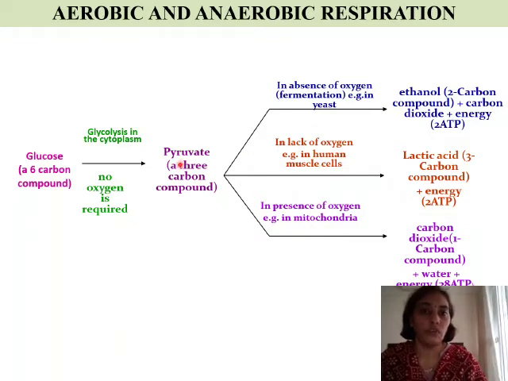The third fate of pyruvate is in presence of oxygen, that is in mitochondria, which we have just now studied as aerobic respiration. So this pyruvate finally gets converted into acetyl coenzyme A, and then it enters the mitochondria, and in presence of oxygen the complete oxidation takes place, giving rise to carbon dioxide, and water vapor is formed. Along with it we are getting 38 ATP molecules.